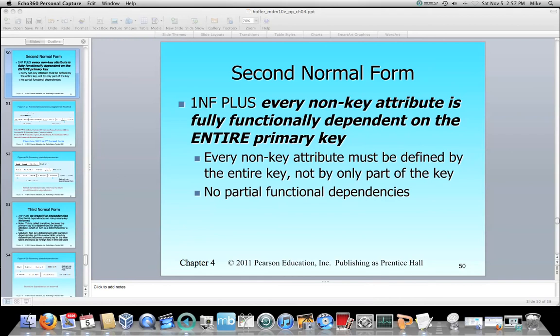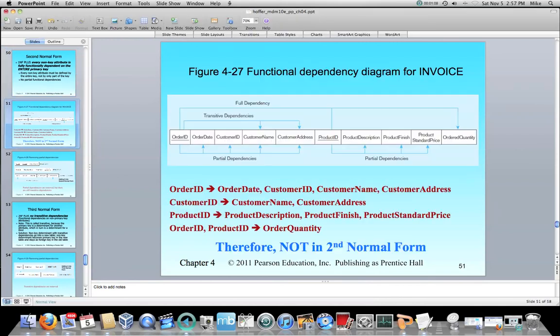So if we go back to that invoice, which is now in first normal form, let's just look at what the relation looks like. Here's the relation associated with what we were working with previously in the first normal form. This is basically the invoice, right? So we've got an order ID, the order date.